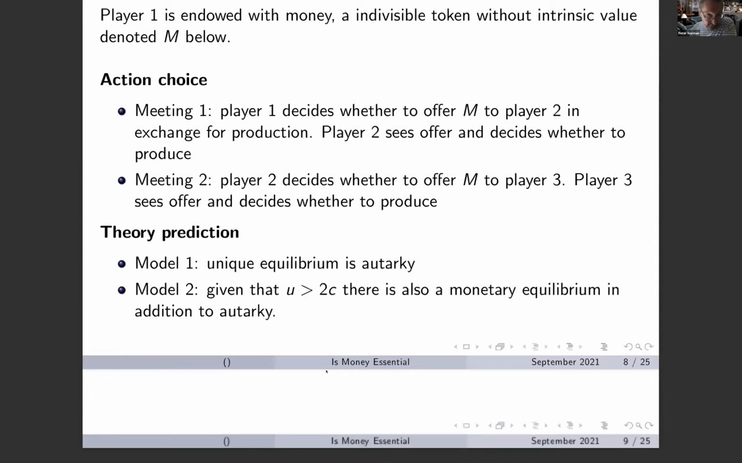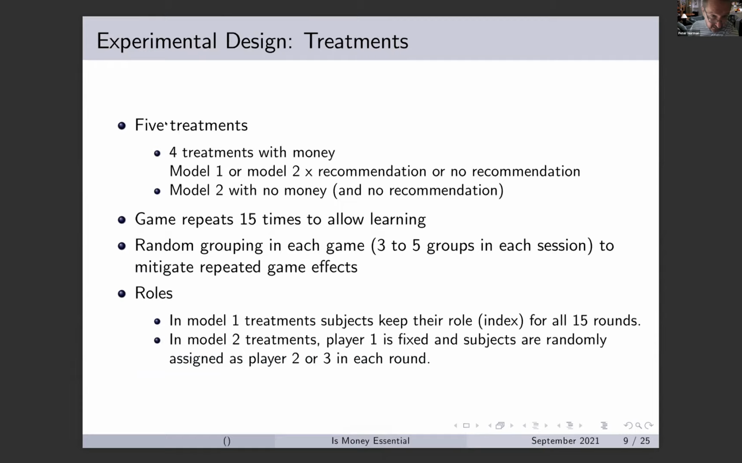In terms of the experimental design, we look at five different treatments so far. We have four treatments with money: model one and model two, with and without a recommendation. And so far, the non-monetary treatment we've run is model two with no money and no recommendation. We may have to do a few more non-monetary treatments, but they're kind of boring because we see very little action. We repeat 15 times to allow the agents to figure out the incentives of the game.